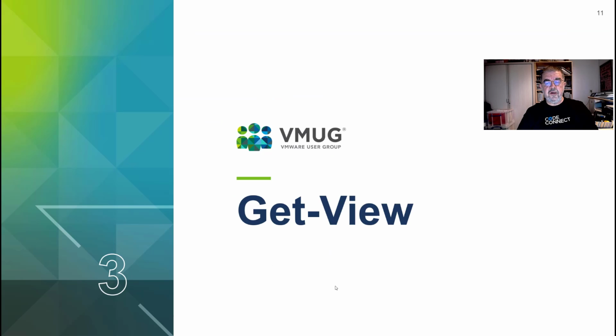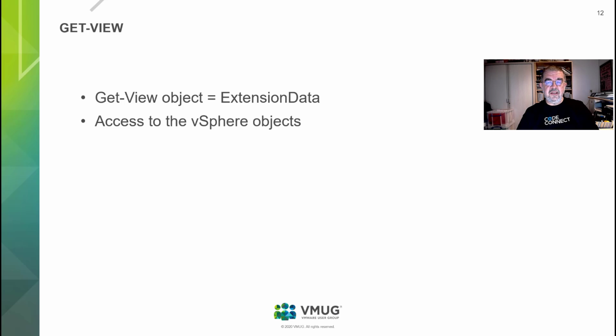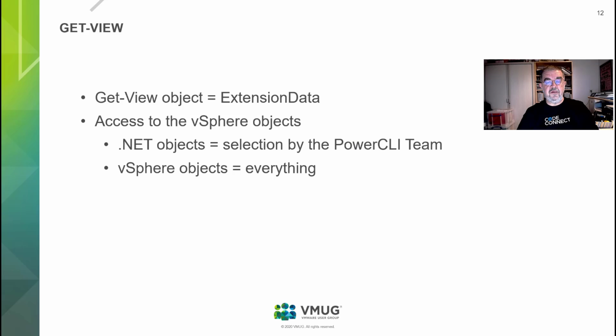In this section, we're going to have a quick look at the getView commandlet. First, the getView commandlet returns objects that are also, or most of the time, available through the extension data property on most objects returned by PowerCLI commandlets. Basically what it gives you is access to vSphere objects. In contrast, the objects returned by PowerCLI commandlets, the so-called net objects, give you access to properties and methods which are a selection made by the PowerCLI team. vSphere objects contain everything that is described in the API reference.